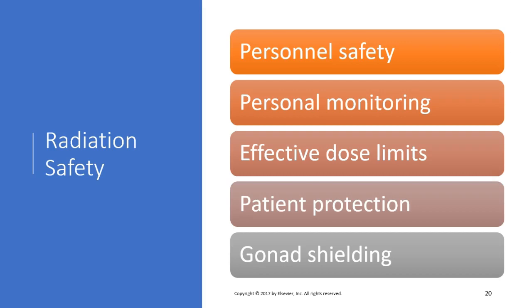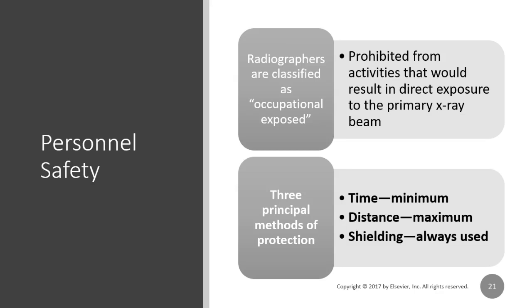So radiation safety. So we look at personnel safety, personal monitoring, effective dose limits, patient protection, and gonadal shielding. So personnel safety. So radiographers are classified as occupationally exposed, so prohibited from activities that result in direct exposure to the primary X-ray beam. So you should never be exposed to the primary beam. So you will be exposed to radiation, but not the primary beam.